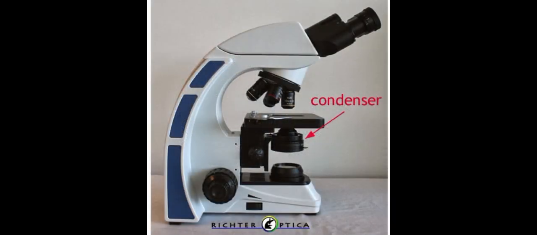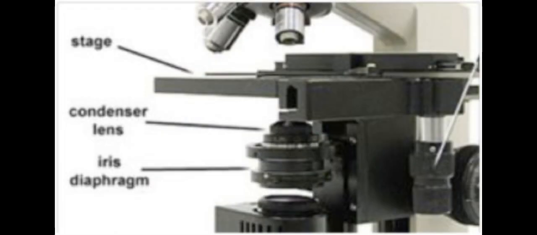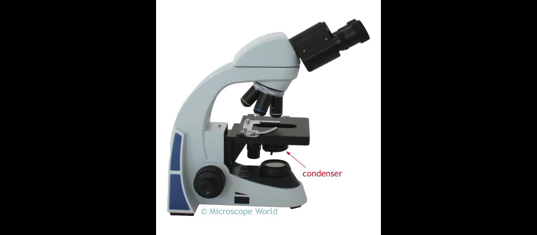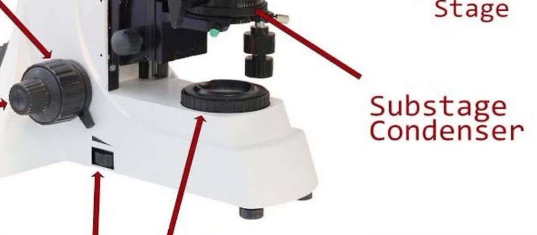Number 10. Condenser. The lenses used to gather and concentrate light from the illuminator into the sample. They are located near the microscope's diaphragm under the stage. They are essential for producing a clear, bright image at a high magnification of 400x and more.